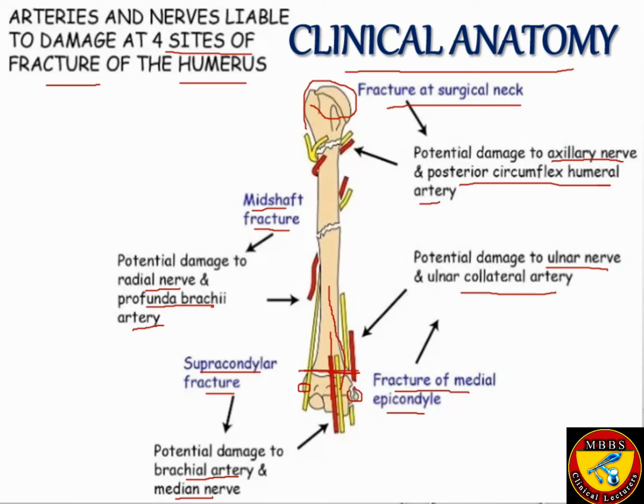So the most common sites for fracture in the humerus are the surgical neck, midshaft, supracondylar region, and the medial epicondyle. They are related to different nerves and arteries, which can get damaged if the particular fracture occurs.